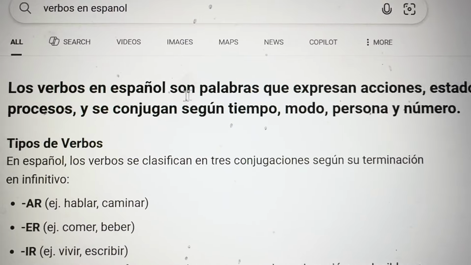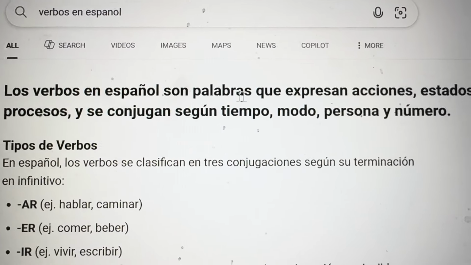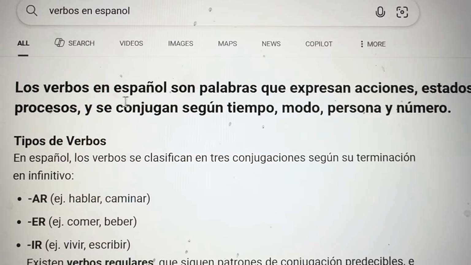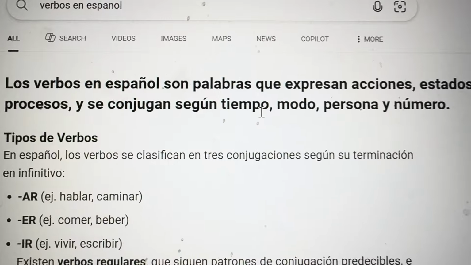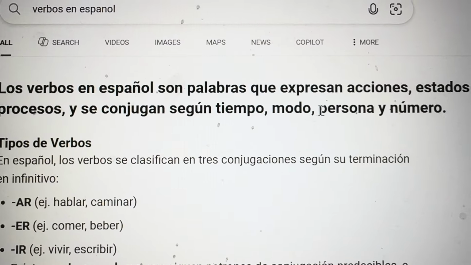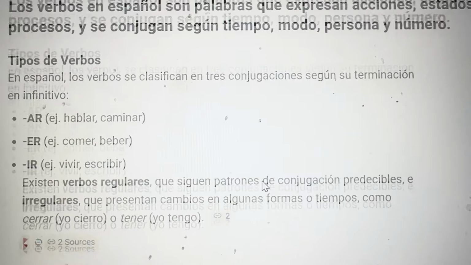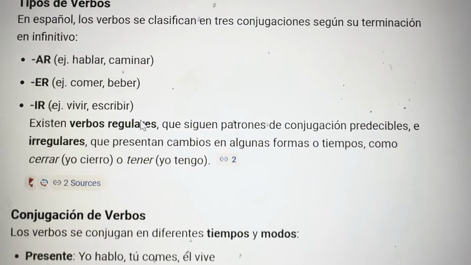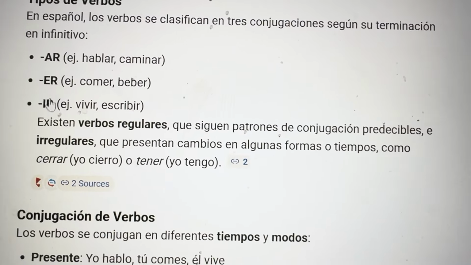So, los verbos en español son palabras que expresan acciones. The verbs in Spanish are words that express actions, state or process, and are conjugated according to tense, mood, person or number. Let's classify these verbs. They are classified into three categories: AR, ER and IR.